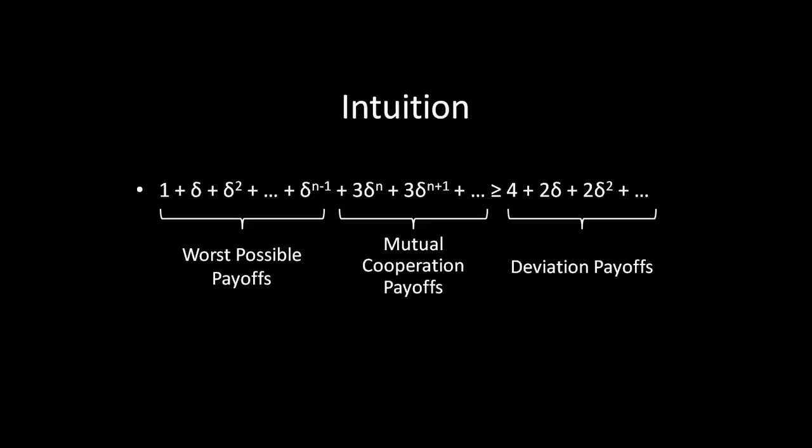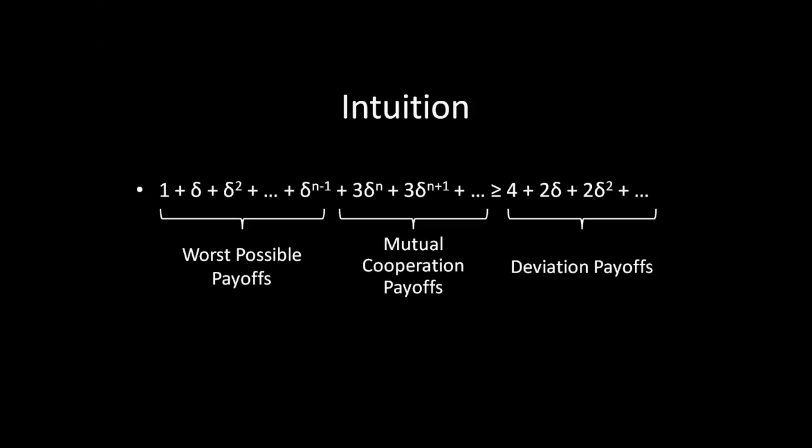Because in this stage, you're going through mutual cooperation in every single period. So you get a payoff of 3 in that first period in the second stage, and then a 3 in the next period after that, and so forth. So that's the second half of the left-hand side of the inequality. The first half is a little bit more complicated. The first half is taking into account what is your worst possible outcome if you were to follow through on whatever those equilibrium strategies are. That's a 1 in the first stage, a 1 in the second stage, a 1 in the third stage, all the way through the nth stage.